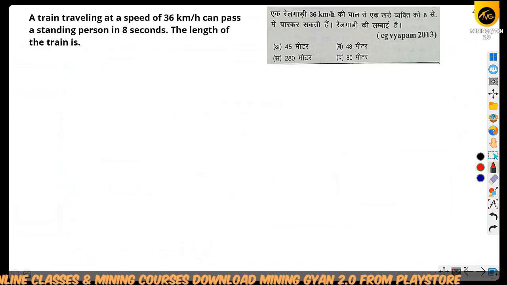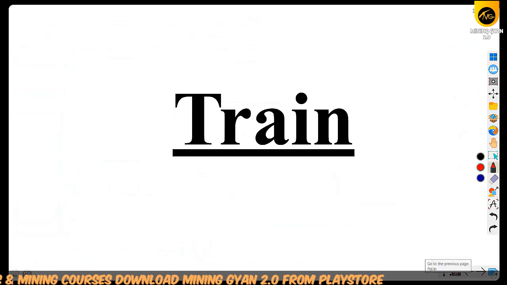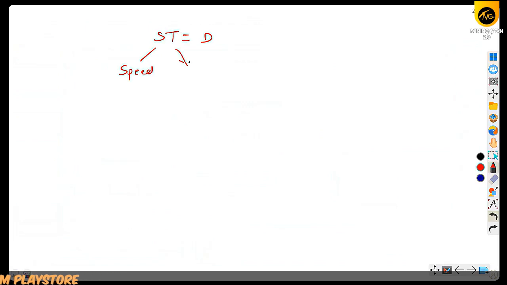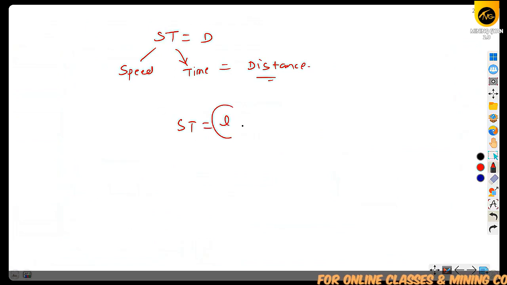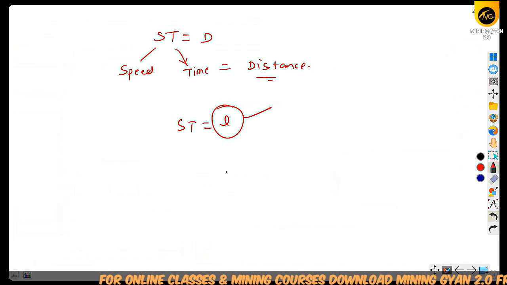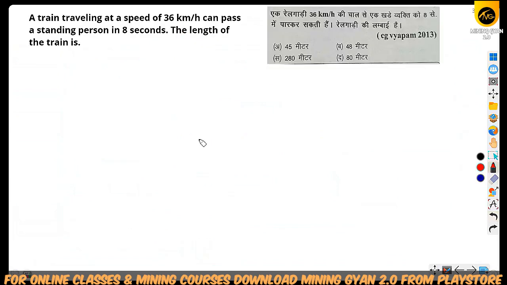Okay, firstly, we have the STD formula. The formula is S into T is equal to D. Here S is the speed, T means the time duration or time interval, and D is the distance. But in some cases, we have to modify this formula, like S into T is equal to L, and basically L is the length. So if you want to find the length of the train, then you just use this formula, S into T is equal to L, that is length, or it will be distance. Suppose this is the first problem.